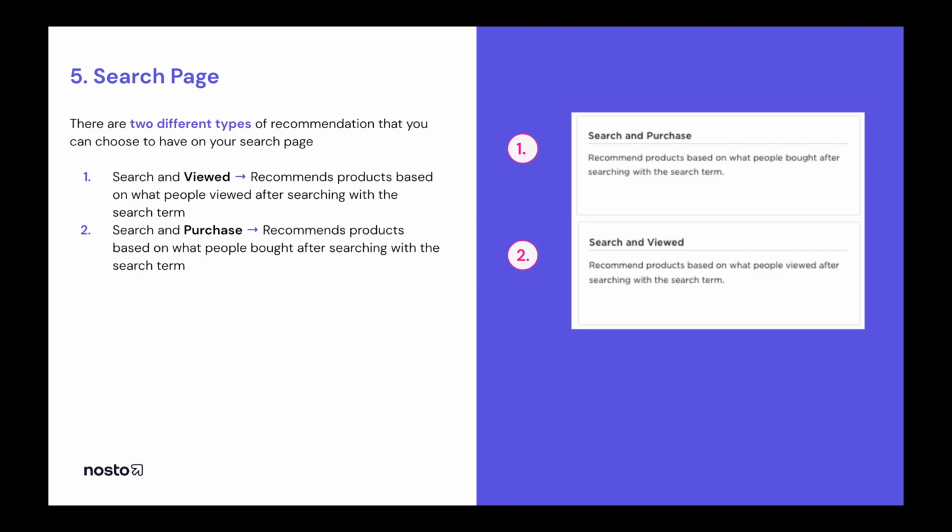And then we have the search page. Here you can have 2 different types of recommendations that you can choose to have. The first one is search and viewed. That recommends products based on what people viewed after searching the term. And then you have search and purchased, and that recommends products based on what people bought after searching with the search term. So that is a bit of your decision there, what you would like to choose.